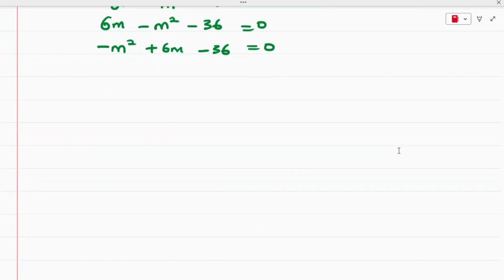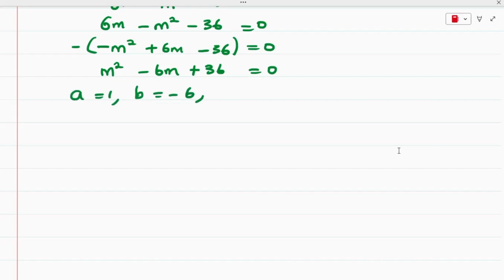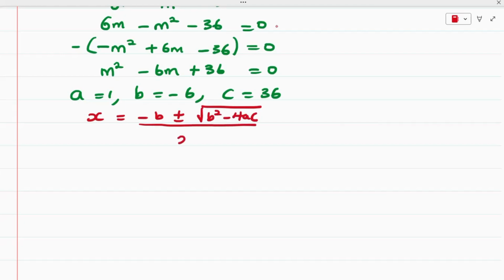Then we want to simply multiply through by minus 1. If we multiply through by minus 1, we have m squared minus 6m plus 36, and this is equal to 0. So from here we have that a is equal to 1, b is equal to minus 6, and c is equal to 36. Applying the quadratic formula, we have that x is equal to minus b plus or minus the square root of b squared minus 4ac, divided by 2a.